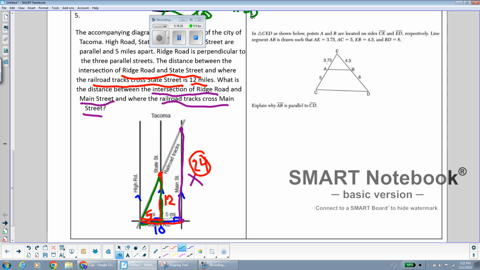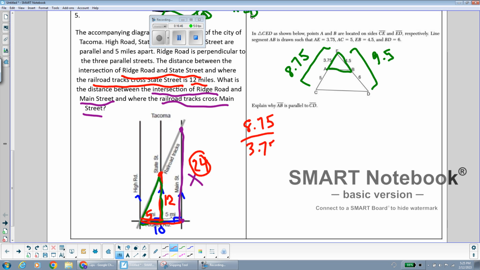I have two triangles in my diagram. I have the small triangle and I have the whole big triangle. So this side from the big triangle would be 5 plus 3.75, so that's 8.75. And this side from the big triangle would be 6 plus 4.5, that's 9.5. Let me find some scale factors here. So let's do side from big triangle over corresponding side from small triangle.